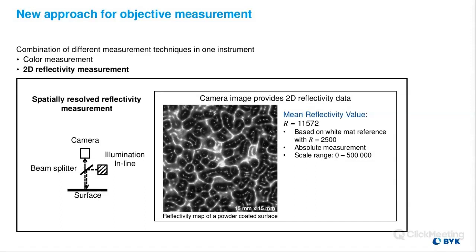So this is a spatially resolved measurement. It's not just integrating or averaging the gloss over a certain spot size like a gloss meter does. It's actually taking a picture of the surface under this direct illumination, and it's analyzing pixel by pixel the reflectivity of each point in this image on this surface. You get the reflectivity at each point on the surface, and then a mean reflectivity value is calculated for the surface as a whole.